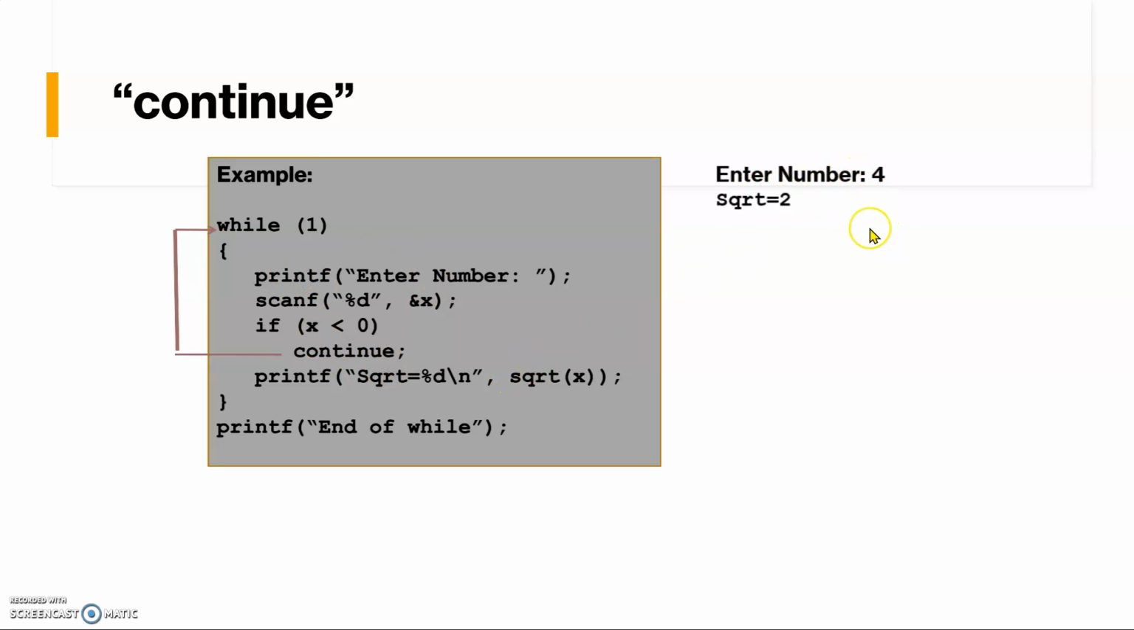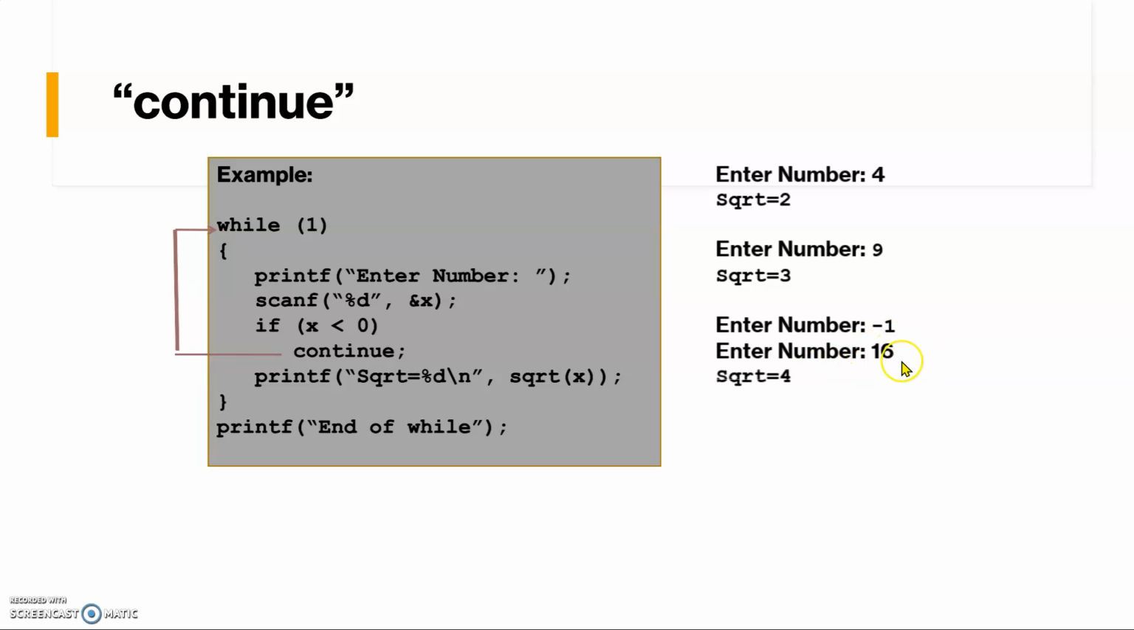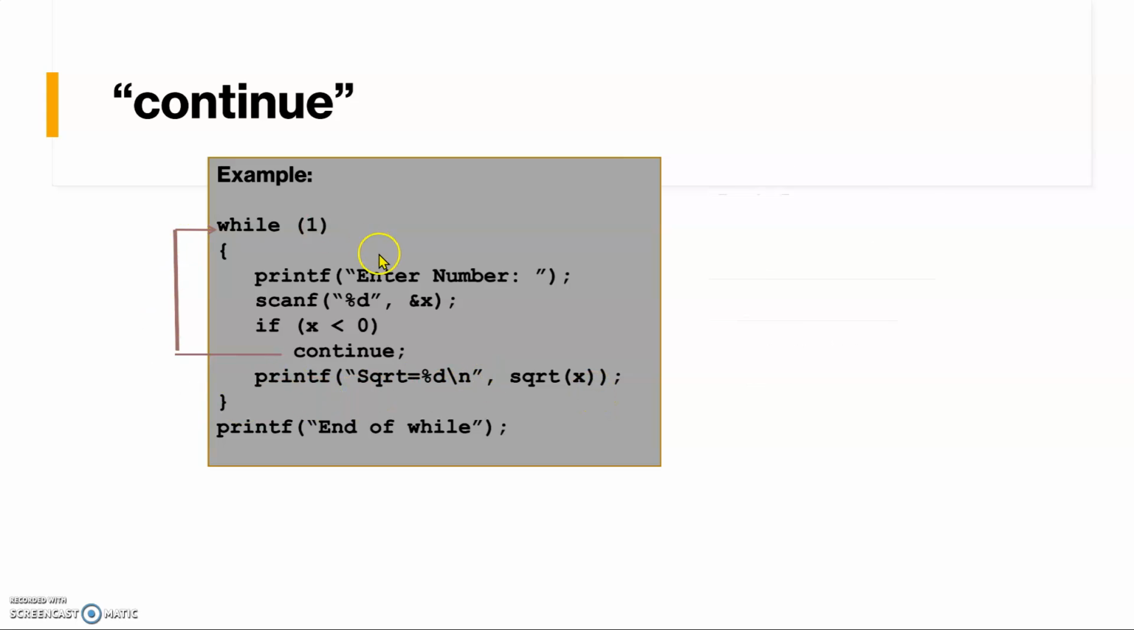Enter the number. It is asking the user to enter a number: 4, and the square root is 2; 9, the square root is 3. Now I have given -1. So -1 is less than 0, which is true, so it will go back here and it will again ask the user to enter a number. Observe here, it is again asking the user to enter a number. I have given 16, so the square root of 4 will be displayed. Okay, after executing this one, again it will continue.